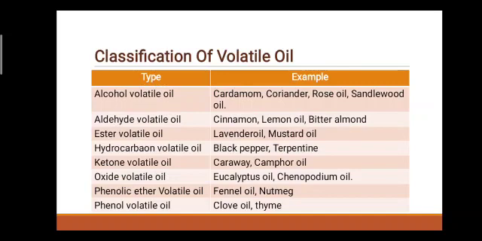Sixth, oxide volatile oil. Example: eucalyptus oil, cajuput oil. Seventh, phenolic ether volatile oil. Example: fennel oil, nutmeg. And eighth, phenol volatile oil. Example: clove oil and thyme.